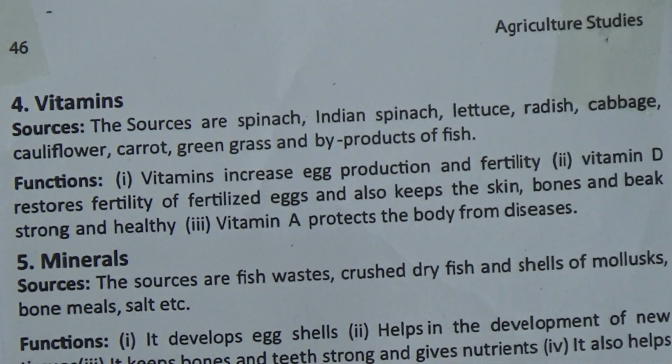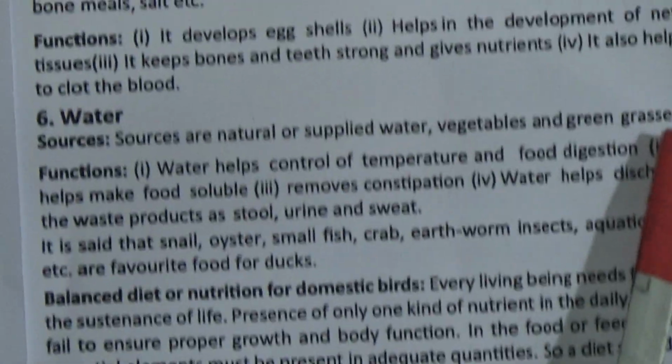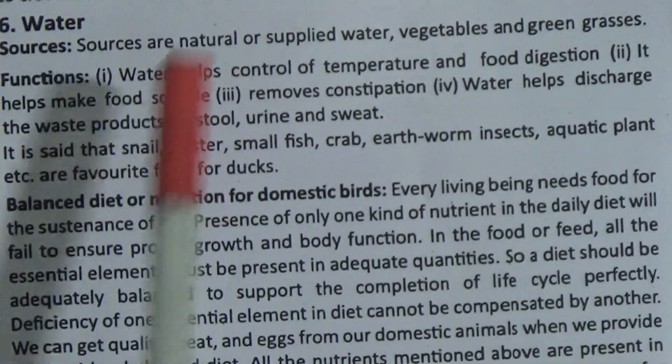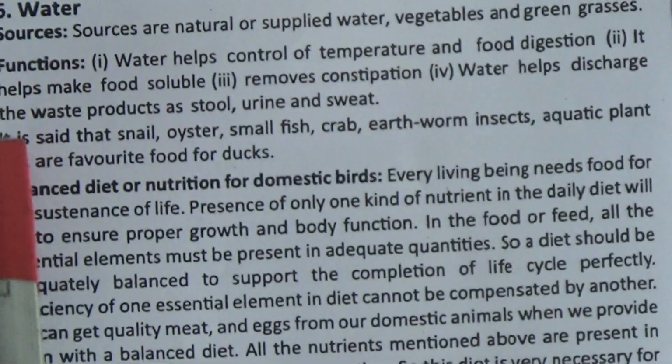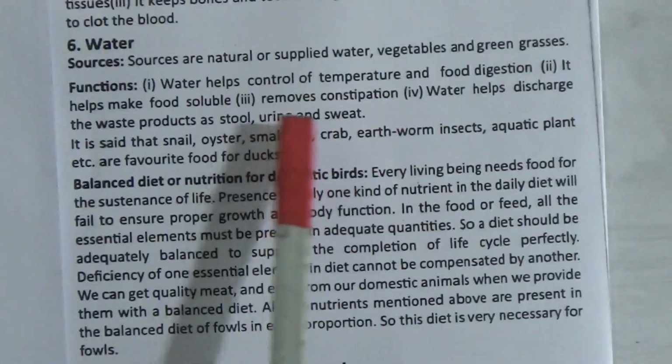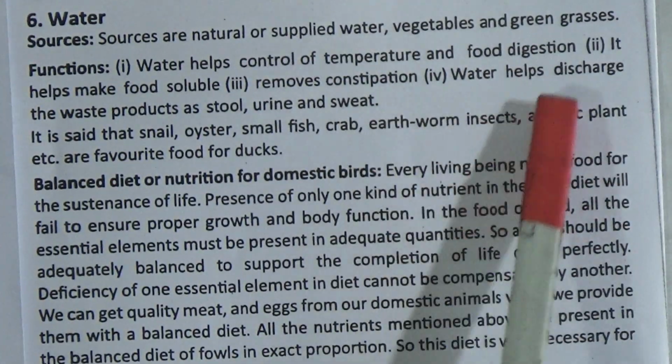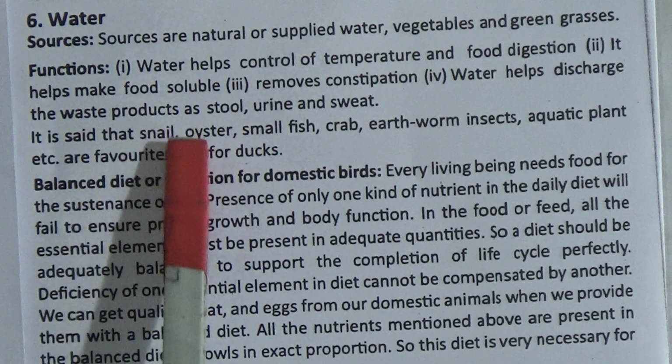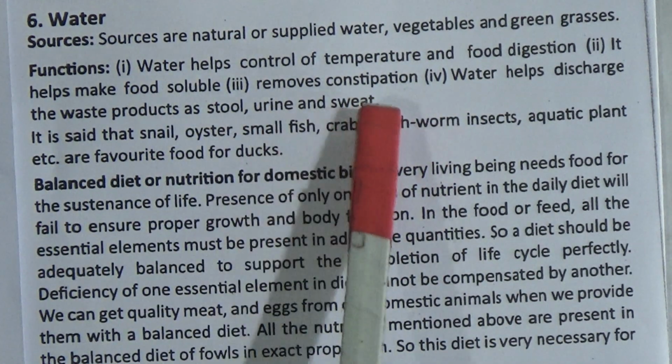Water. The sources are natural or supplied water, vegetables and green grasses. Functions. Water helps control of temperature and food digestion. It helps make food soluble, removes constipation. Water helps discharge the waste products as stool, urine and sweat.